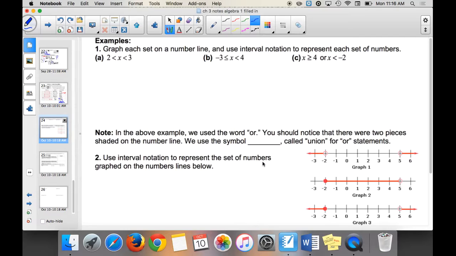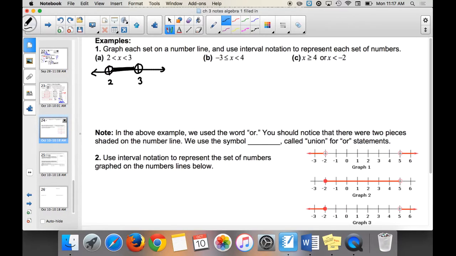So it says graph each set on a number line and use interval notation to represent each set of numbers. So now we have it in the inequality form, and we want to write it in interval notation. So let's graph these on a number line. So we're going to have 2 is less than x, which is less than 3. Will, you with me? All right, so it's going to be directly in between 2 and 3.